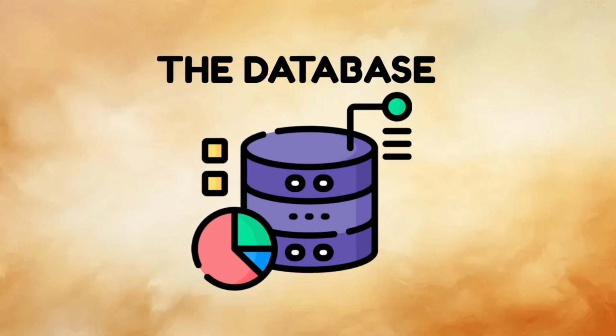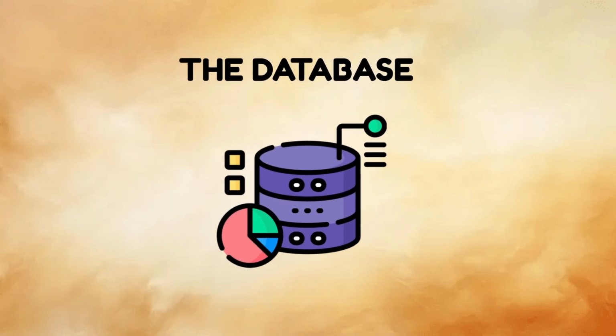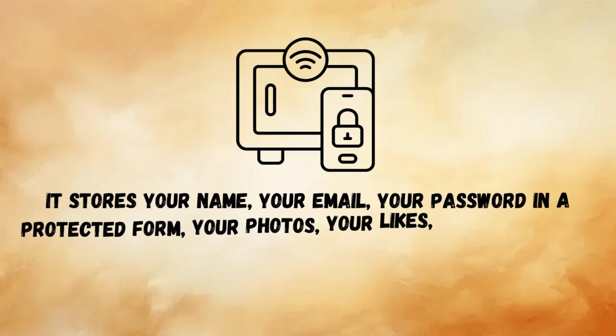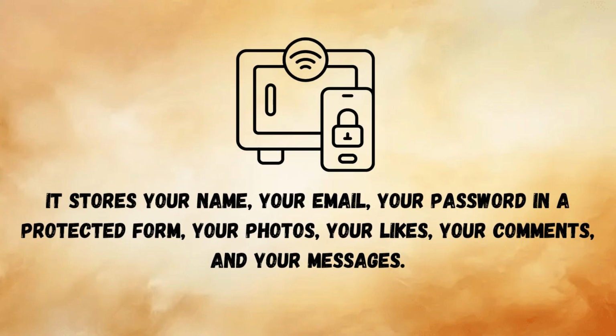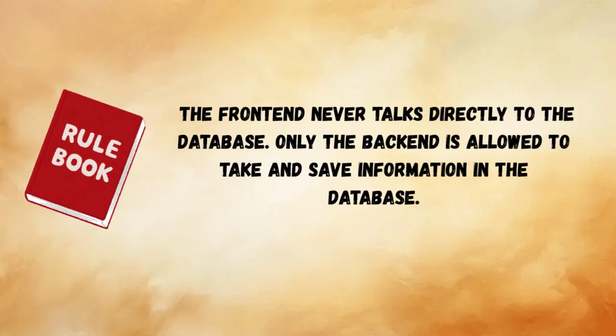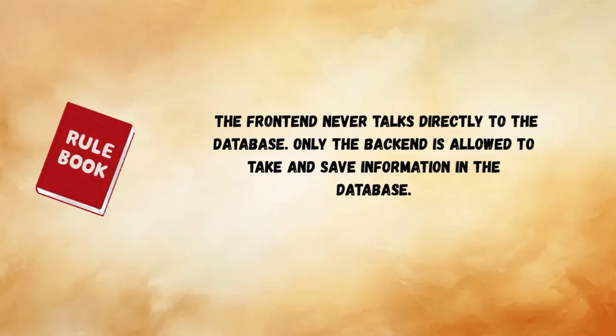Now let's talk about the database. The database also lives on the server. It is like a digital locker where everything is stored safely. It stores your name, your email, your password in a protected form, your photos, your likes, your comments, and your messages. One very important rule is this: the frontend never talks directly to the database. Only the backend is allowed to take and save information in the database.